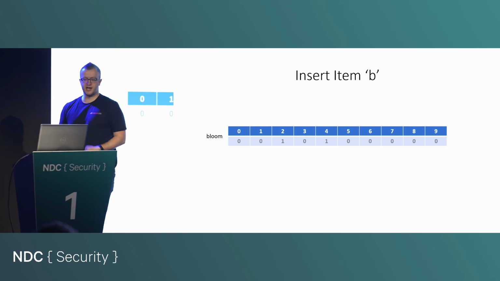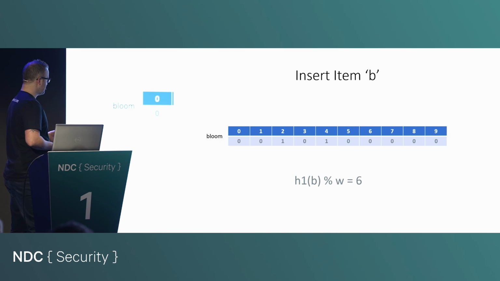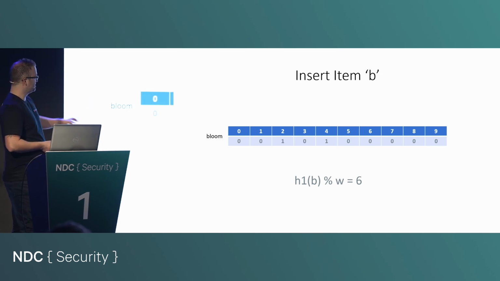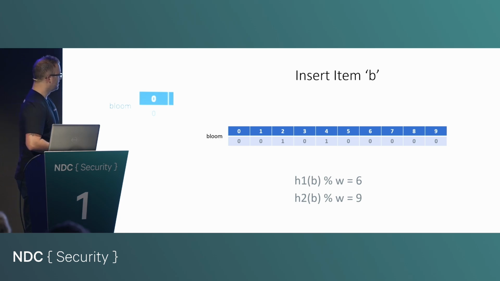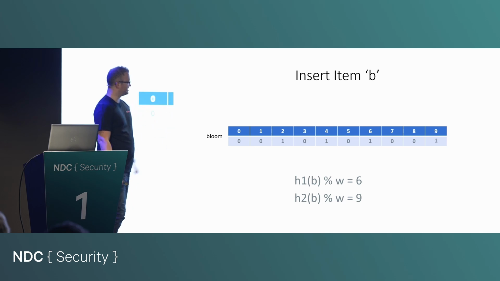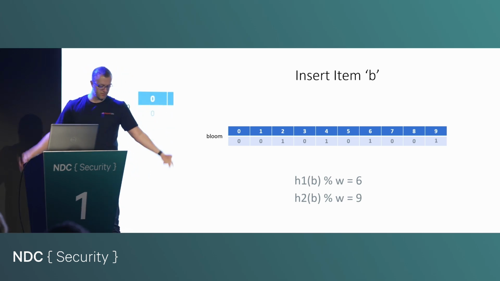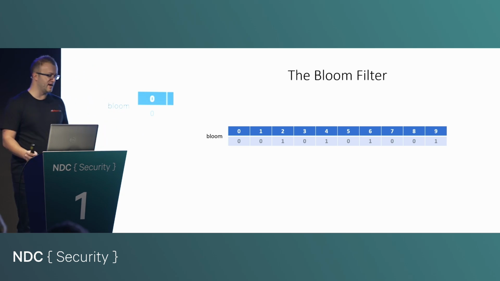And we continue. Item B comes in, right? The next report comes in. So we take the first hash function, and we hash item B, modulus it with the width to give us index 6, and then we take the second hash function, and we get index 9. All we do now is set bit 6, and set bit 9 in the filter. This now represents that we have seen item B. So our Bloom filter now looks like this, with the 2 items stored in the filter. But let's say another report comes in.